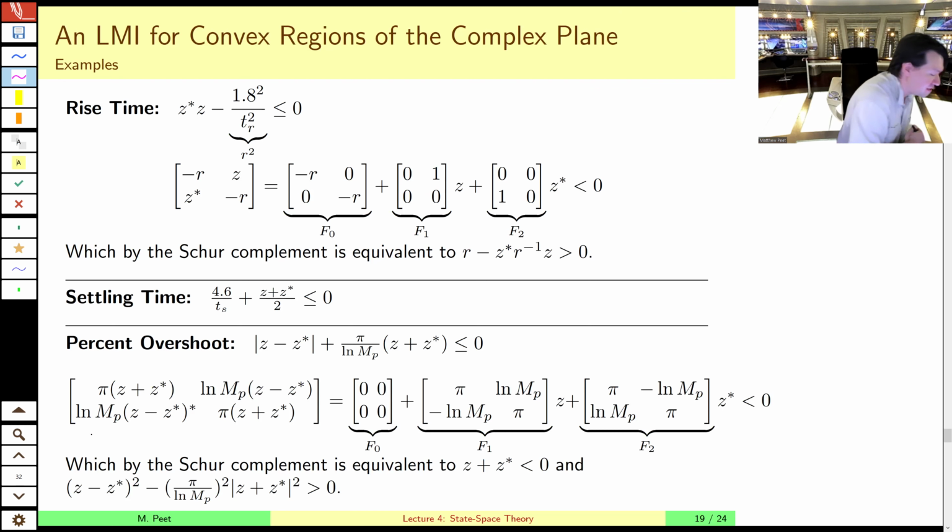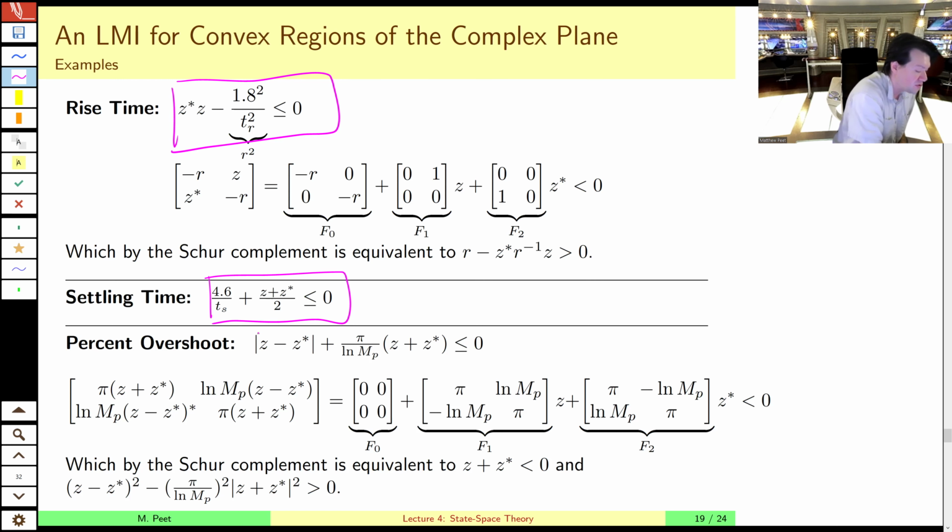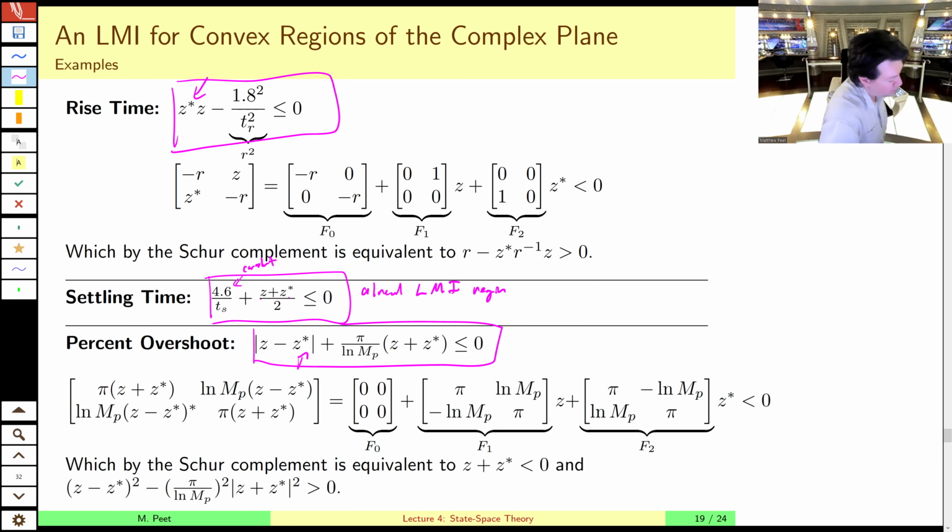So in particular, let's take a look at the 3 of them. How do we represent these constraints on the eigenvalues? There's the one for the rise time, here's the one for the settling time, and here's the one for the percent overshoot. They don't look like LMI constraints because of this term here and because of this squared term here. This one already is an LMI region, because it's linear in Z and linear in Z star, and there's just a constant term here. But these other 2 need some work.